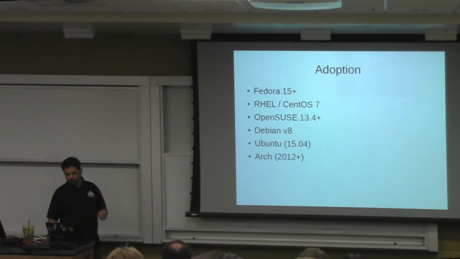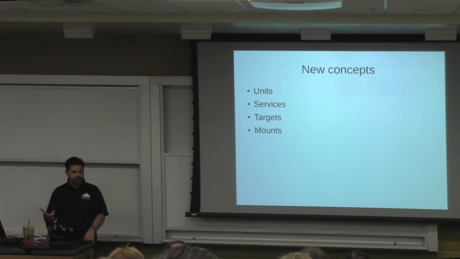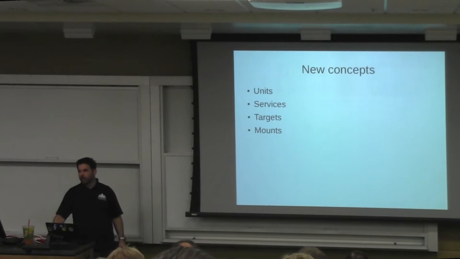So let's talk about some of the new concepts that you need to learn in order to understand systemd. These are units, services, targets, mounts. There's a few others, but these are the main ones that I want to talk about. And when you're first looking at systemd, these are the ones that really get your head scratching, because you're like, what are these things? Let's talk about units.